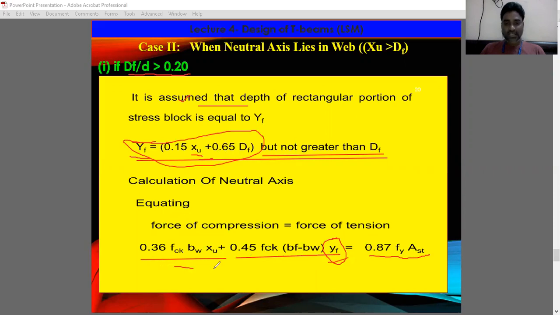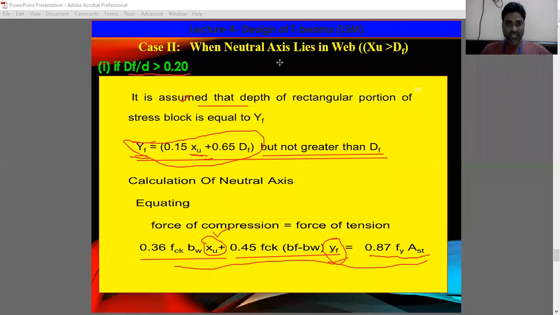So therefore, everything is known in this equation except Xu. Then determine the Xu value, right? And that Xu value should be substituted in this equation for getting yf, right? So that is the actual procedure to determine the depth of neutral axis for the modified thickness yf, right?